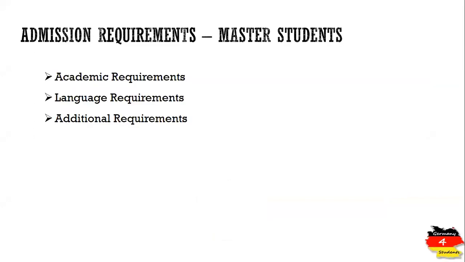Now, admission requirements can be categorized into three different categories. First is academic requirements, second is language requirements, and third is additional requirements. There can be some additional requirements, but it's not always the case that you have to fulfill additional requirements other than academic and language requirements. So let's first start with the academic requirements.